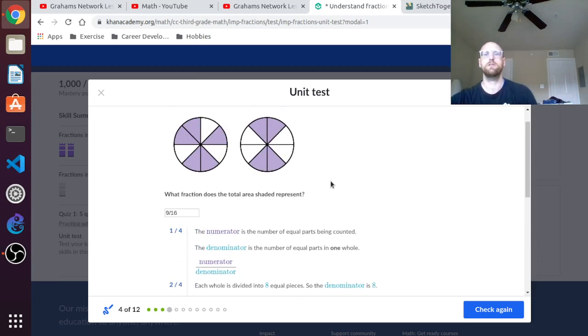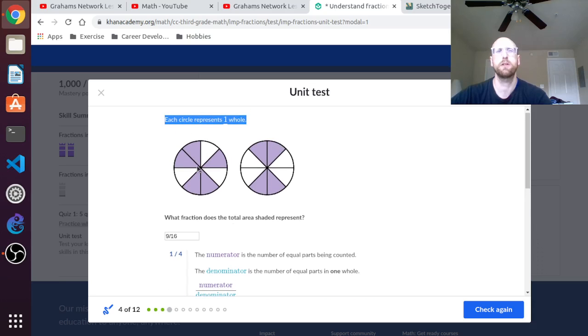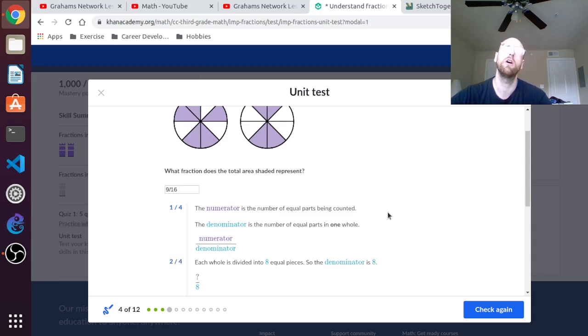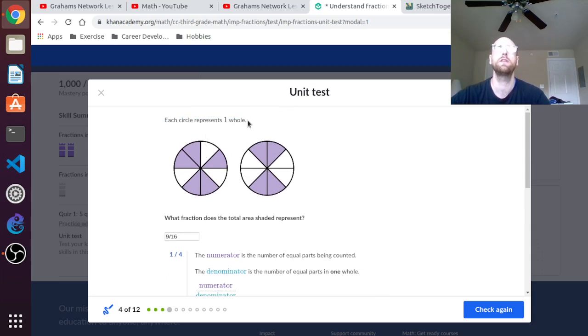So the numerator is the number of equal parts being counted. So there are 16 equal parts. Of those equal parts, 9 are being counted. The denominator is the number of equal parts in one whole. Okay, so yeah, I knew that I was not taking this part of the question into consideration, but I just didn't know how I wasn't taking it into consideration.